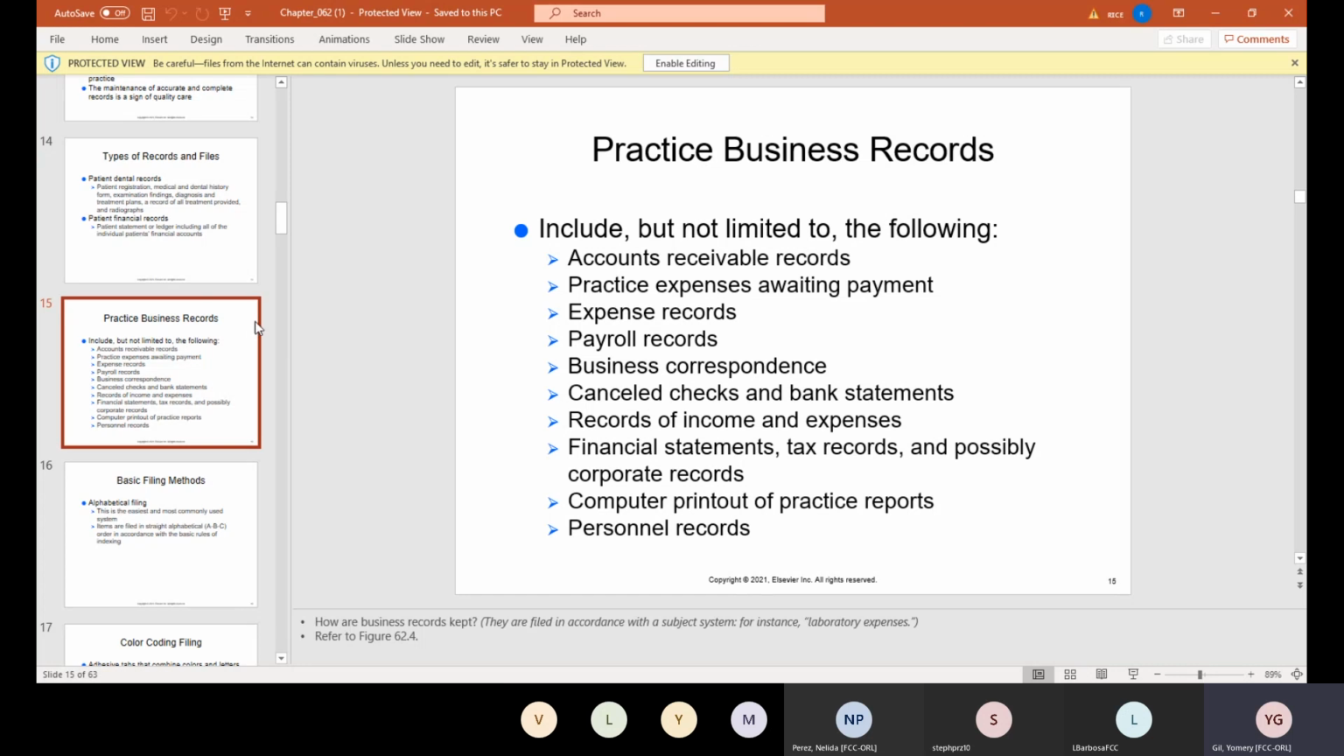Practice business records include, but are not limited to, the following: accounts receivable records, practice expenses awaiting payment, expense records, payroll, correspondence, canceled checks and bank statements.